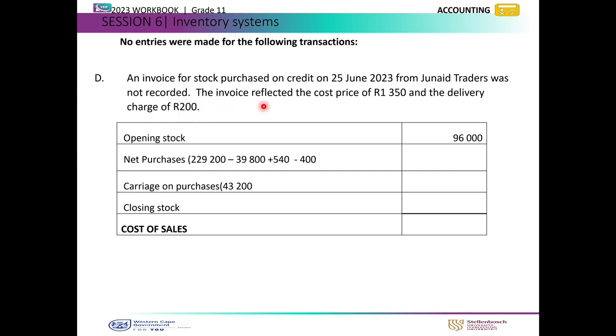Now, again, I think the way that this question is phrased is also sometimes that learners get confused. Whenever you buy something from a creditor, you will buy it at the price that they charge you, and that is the cost price for you. So that will be the 1350. The delivery charge to deliver the item for us, this is part of carriage on purchases, and that is an extra 200 Rand. So we forgot to record this. The way that we will answer it, the purchases will now increase with 1350, and we will increase our carriage on purchases with 200 Rand.